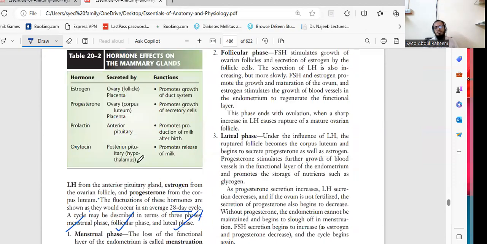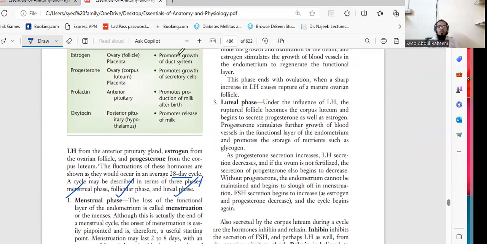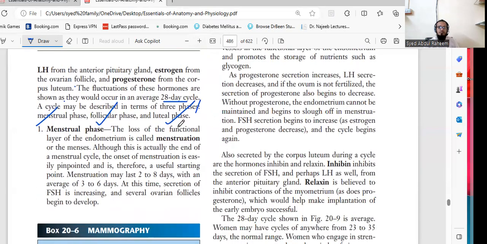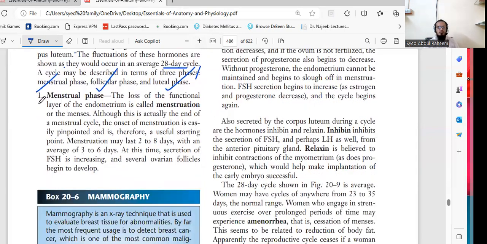So let's talk about all those things. We have three phases: menstrual phase, follicular phase, and luteal phase. First we will talk about the menstrual phase. The loss of the functional layer of the endometrium is called menstruation or menses. Although this is actually the end of the menstrual cycle, the onset of menstruation is easily pinpointed and is therefore a useful starting point. Menstruation may last 2 to 8 days, with an average of 3 to 6 days. At this time, secretion of FSH increases and several ovarian follicles begin to develop.